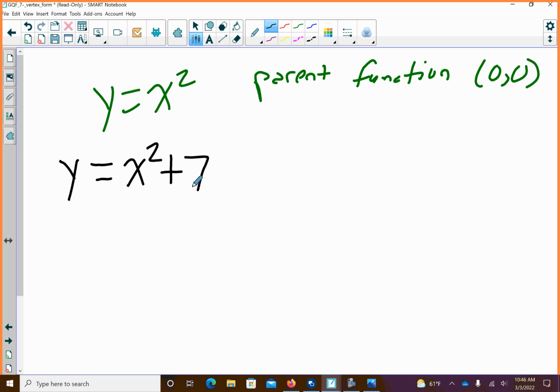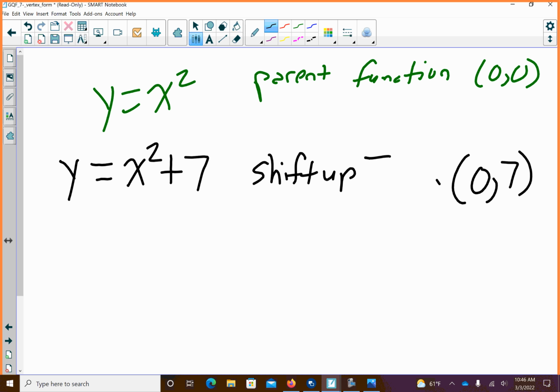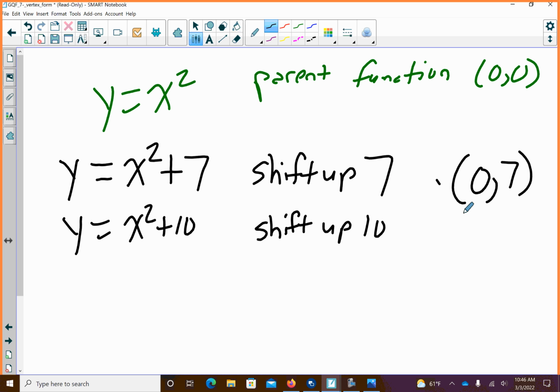Knowing what you know right now, where is my vertex? Is it in parentheses? 0, 7. So this did a shift up of 7. Does that make sense? Here, let's try another one. Same idea. How much did this shift up? So it shifts up 10. So what should my vertex be? 0, 10. Okay. What if I had this?